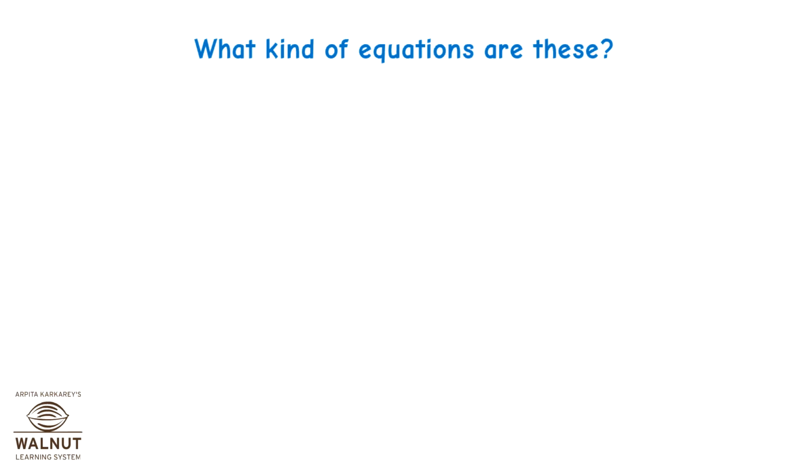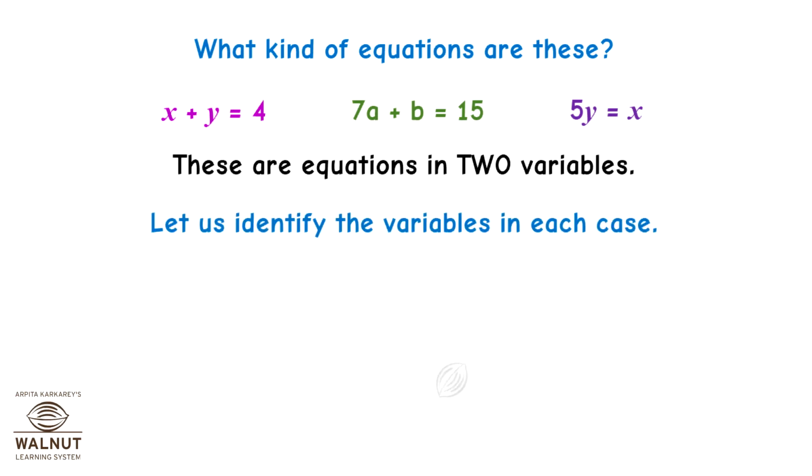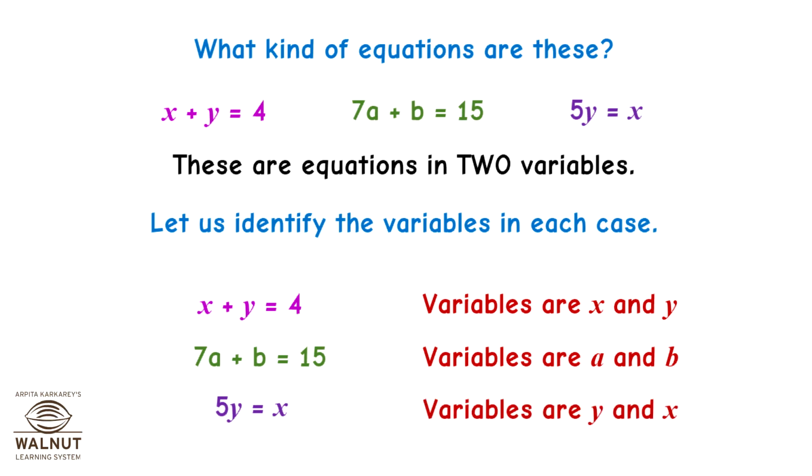What kind of equations are these? x plus y is equal to 4, 7a plus b is equal to 15, 5y is equal to x. These are equations in two variables. Let us identify the variables in each case. x plus y is equal to 4: variables are x and y. 7a plus b is equal to 15: variables are a and b. 5y is equal to x: variables are y and x.